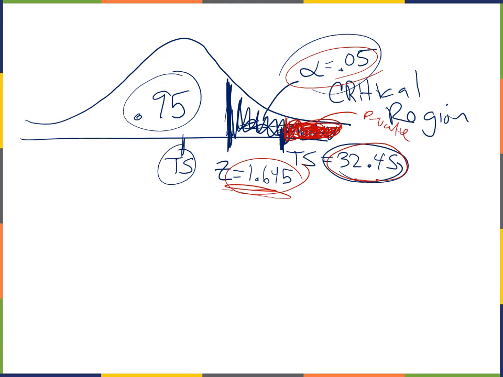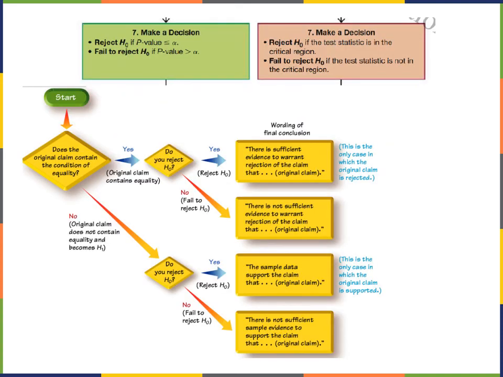So we got to finish this problem off. If we did the p-value method, we decide whether the p-value is bigger or smaller than alpha. The p-value is definitely smaller than alpha, so we reject H sub 0. In the critical value method, if the test statistic is in the critical region, which it was, we reject H sub 0. So either way, we get to the point where we reject H sub 0. So then we start this off. Does the original claim contain equality? The original claim was that p is greater than 0.23. Does that have an equality in it? No. Let's go to here.